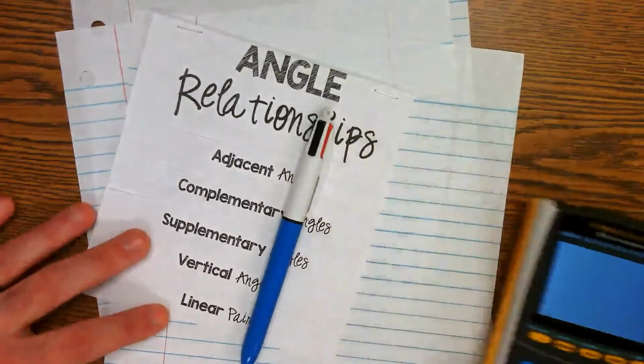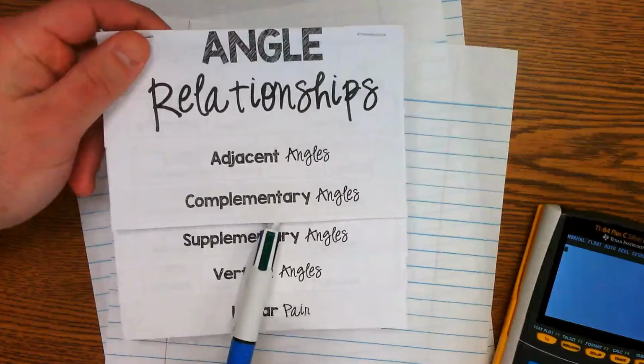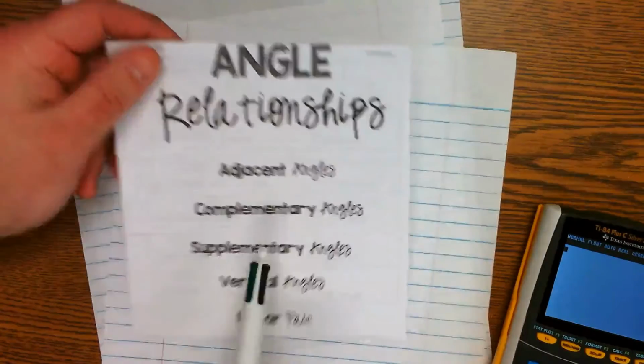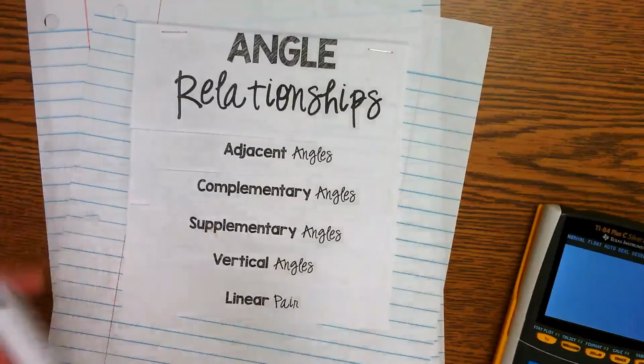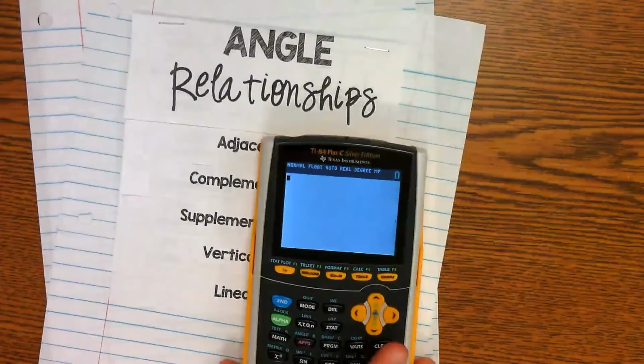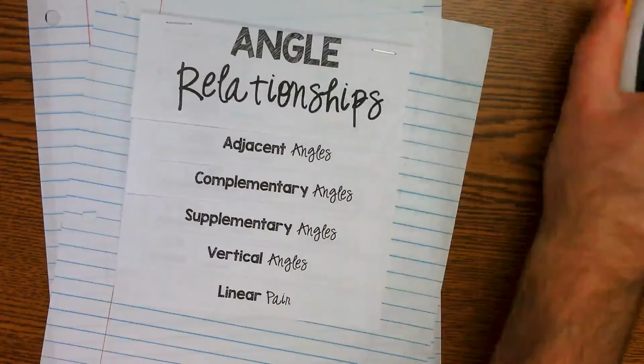Alright, to do the angle relationships foldable, you're going to actually need this. I try to give this out to everyone. You're going to need maybe your clicky pen or multicolored pen. If not, it's no big deal, but I do like to color code. Calculator for some simple calculations.